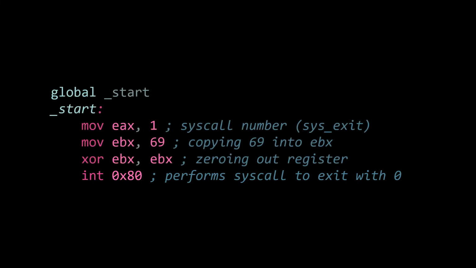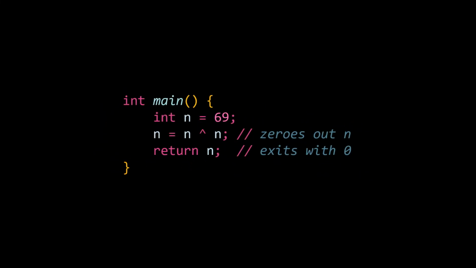So to make things a little bit clearer, I've decided to use a regular programming language, C. Same exact thing is happening here, except instead of a register, we're using a variable. We define a variable n with the value 69, and then we set it equal to n XOR n, and this completely zeroes out the value, and then we return with that at the end to exit with a code of 0. It's the exact same as the previous code, just in an easier to read programming language.